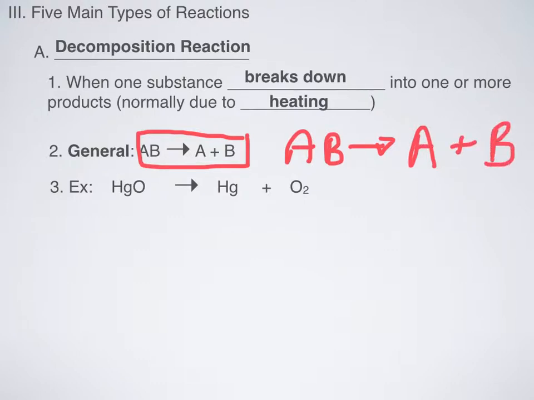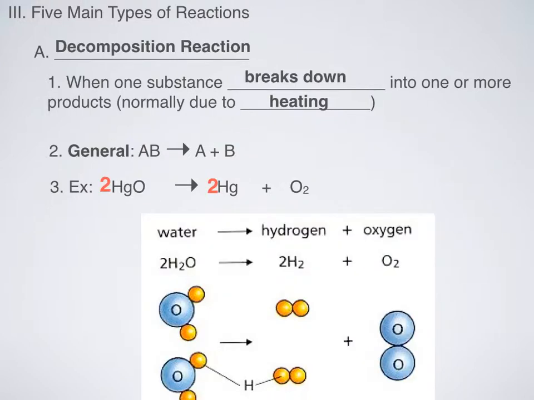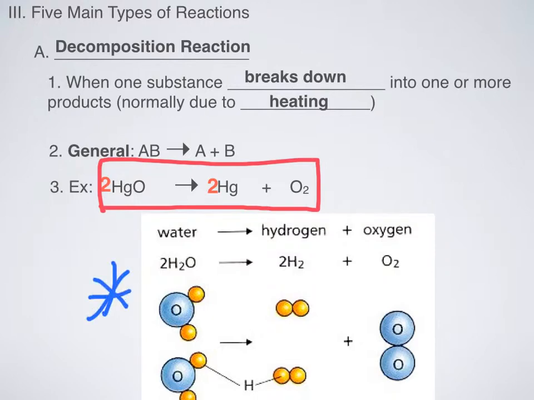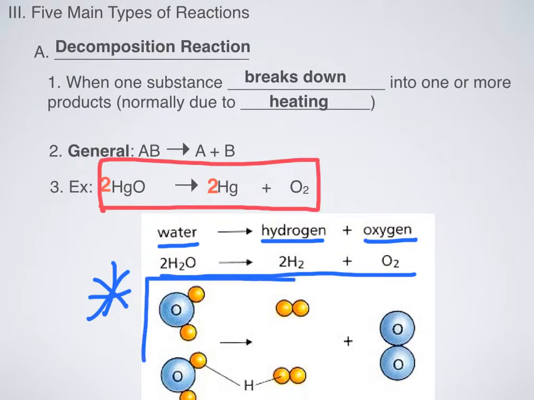And a good example of what that would look like is right here. So we have HgO breaks apart into Hg and O2. When we balance this equation, we end up getting the following result. And this is a really good picture of what that process looks like. So we have water breaking apart, making hydrogen gas and oxygen gas. We have our symbols, and we also have a nice little picture of what that looks like.